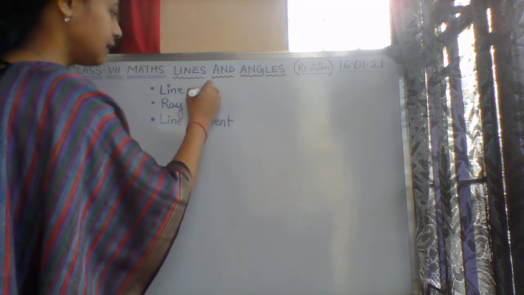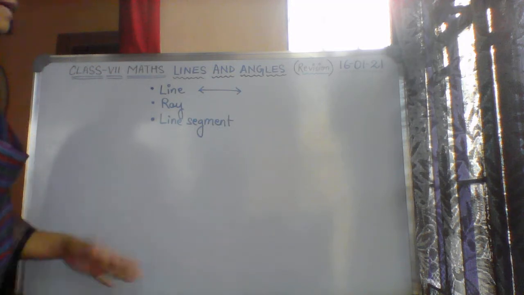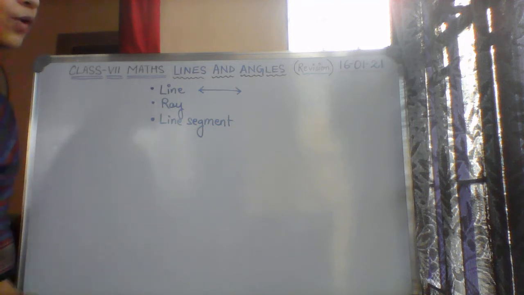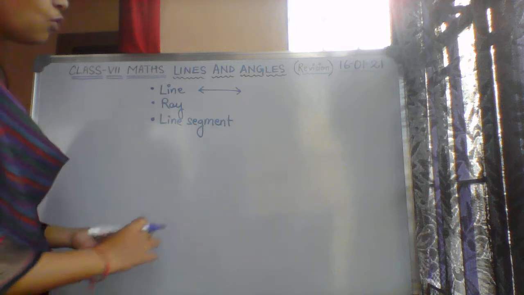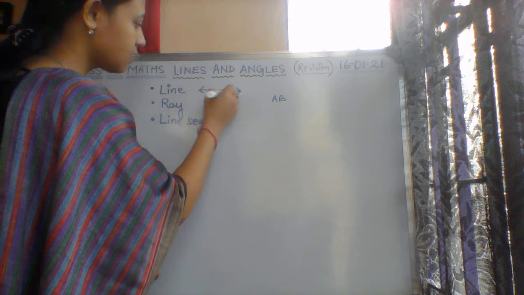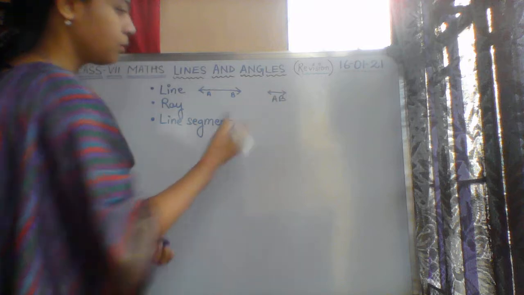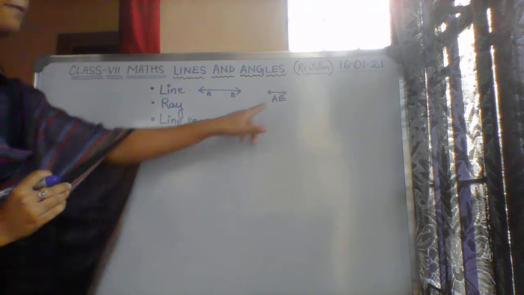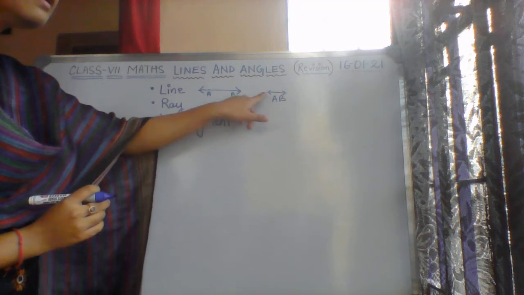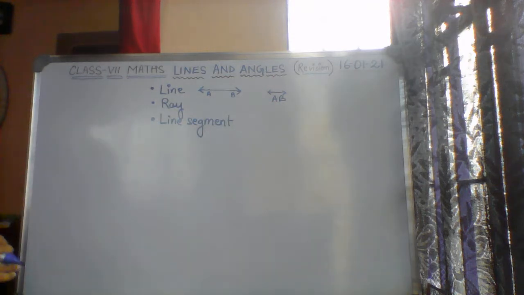A line has no endpoints and can be extended in both directions. And when we are going to denote any line, over the name of that line we put a symbol. If it is AB, what notation do we use? Above AB, we put this symbol to denote AB is a line. AB is not a ray, AB is not a line segment, AB is a line. So in this type of notation we usually use.